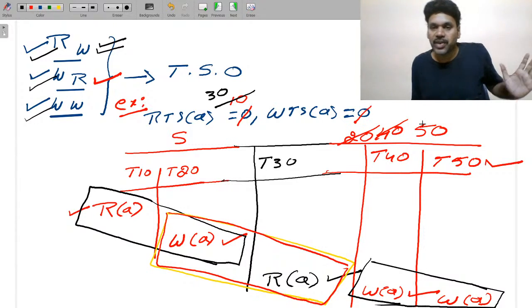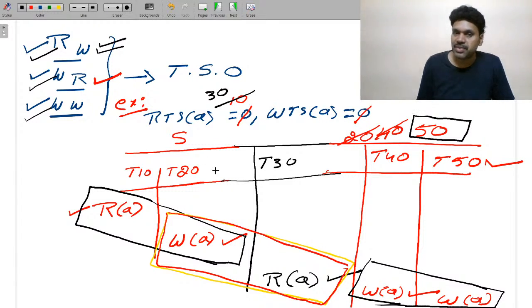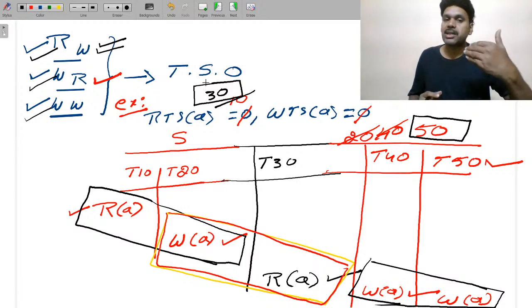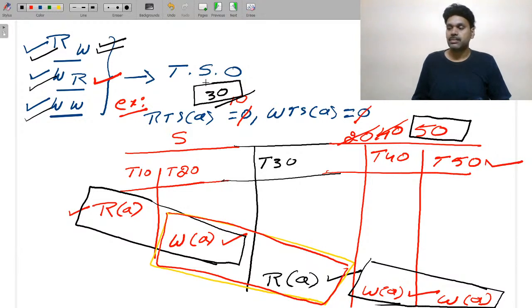Finally, after satisfying all your transactions, the latest timestamp value of WTS of A is 50 and RTS of A is 30. Clear, friends? After updates, the RTS value on object A is 30 and the WTS value on object A is 50.